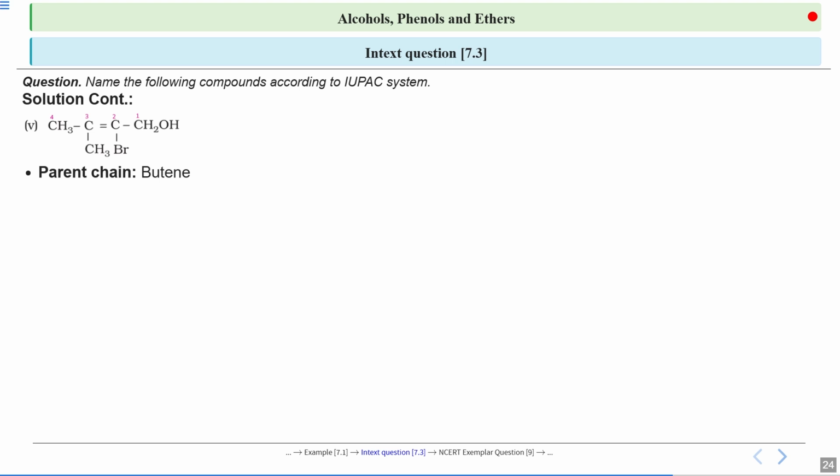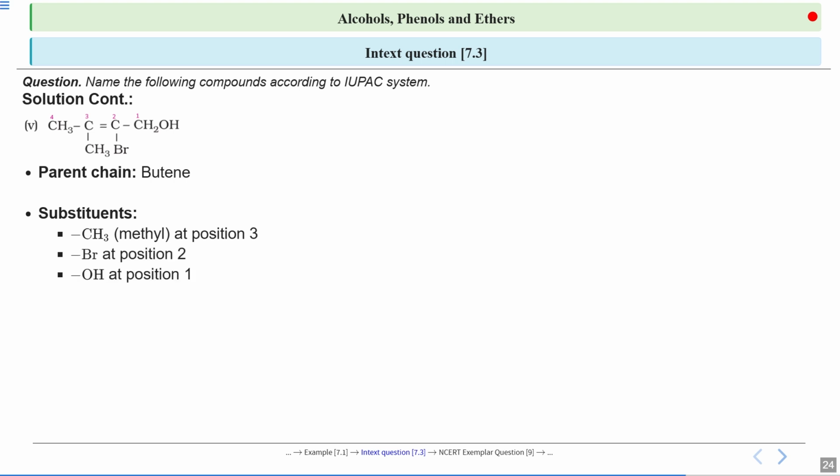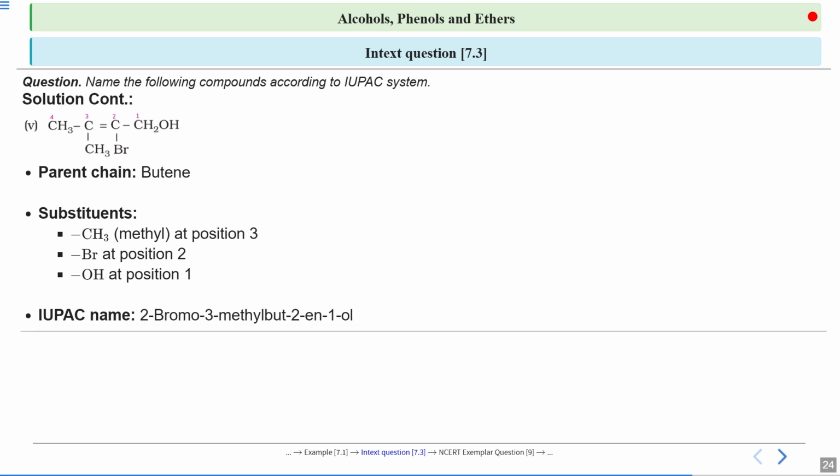Here the parent chain is butene. The substituents, which we have given the lowest numbers, are methyl at the third position carbon, bromine at the second position carbon, and OH at the first position carbon. So the IUPAC name will be 2-bromo-3-methylbut-2-en-1-ol. 2-bromo 3-methyl are in alphabetical order, and then but-2-en-1-ol.